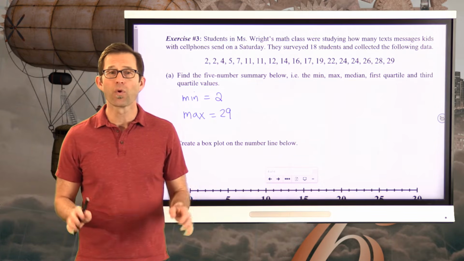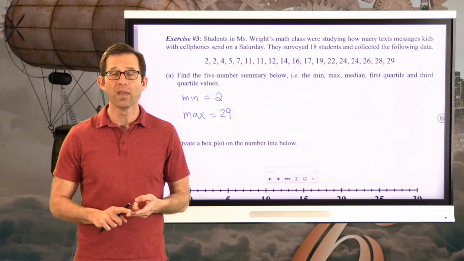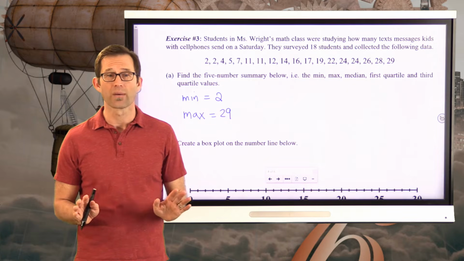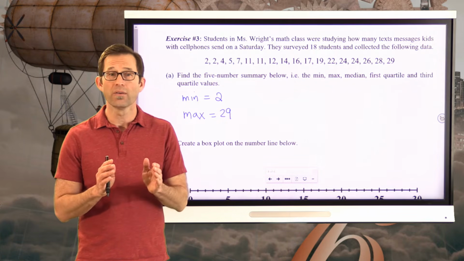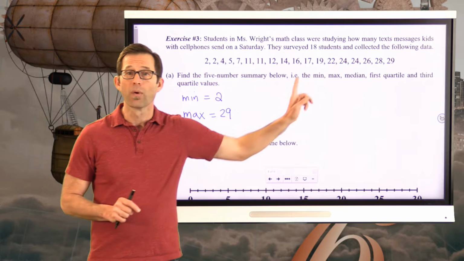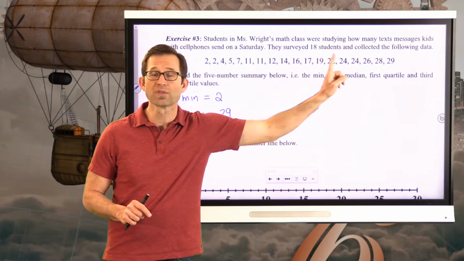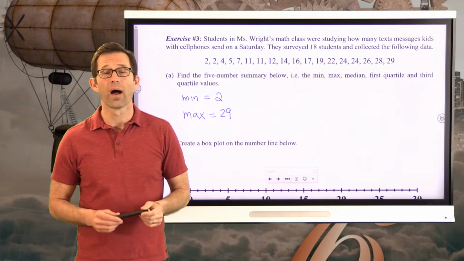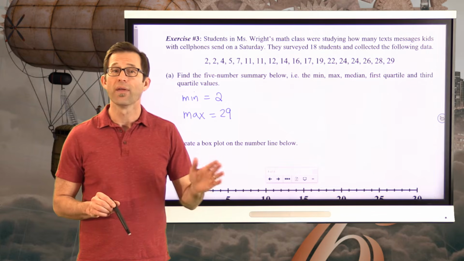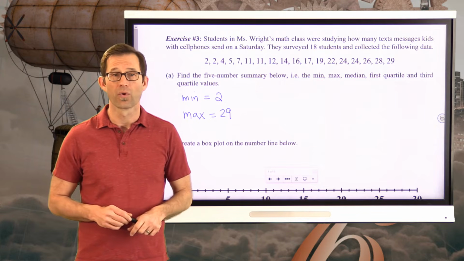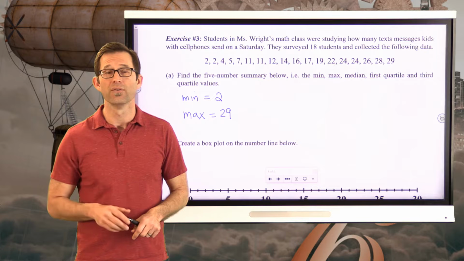Now, finding, of course, the first quartile, the median, and the third quartile is more challenging. We've done that before, so what I'd like you to do now is pause the video. Remember, we've got 18 total students, so use your analysis to figure out the median first, and then the first quartile and the third quartile. Pause the video now and go ahead and do that.